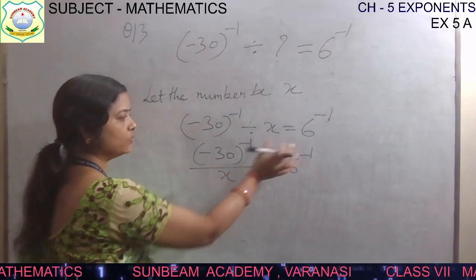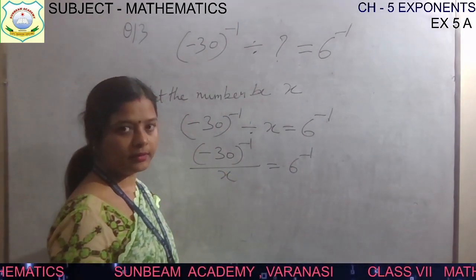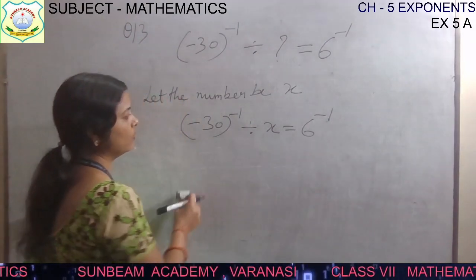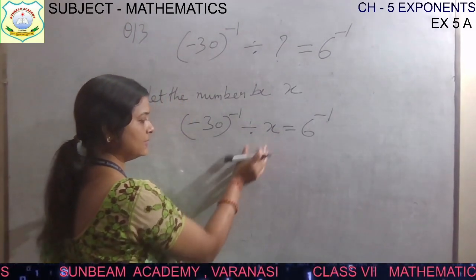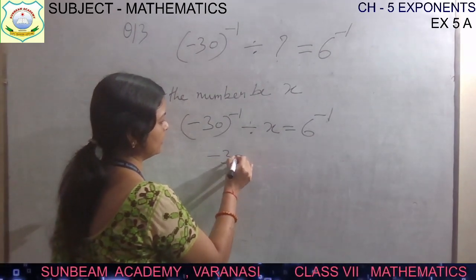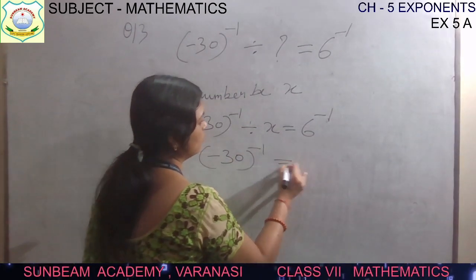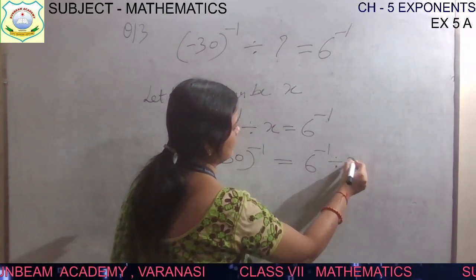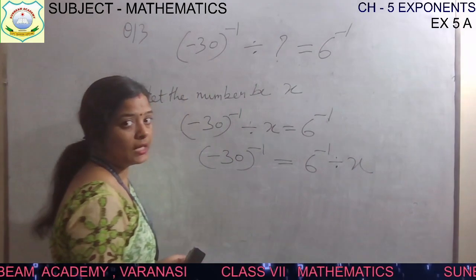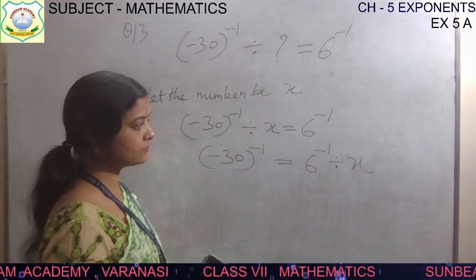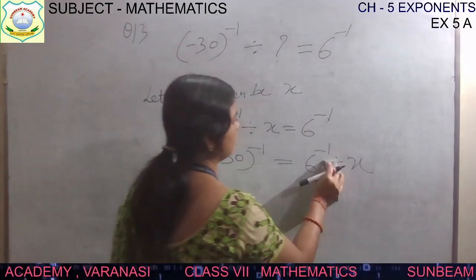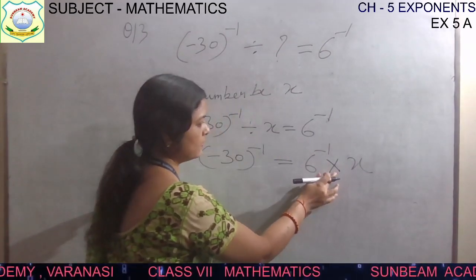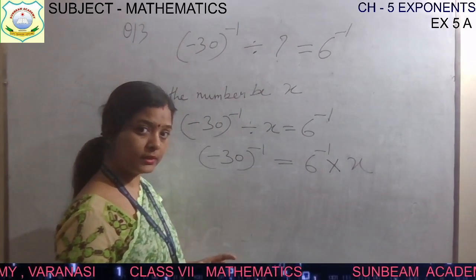So when it will go to that side, it will be multiplied. When this x will go to that side, because x is in the denominator, that's why we are shifting it to the other side. So it will be divided with it, 6 to the power minus 1 will be divided with this. And x is in division, so it will multiply there, children. Divide will change into multiply sign when it will transpose to the other side.